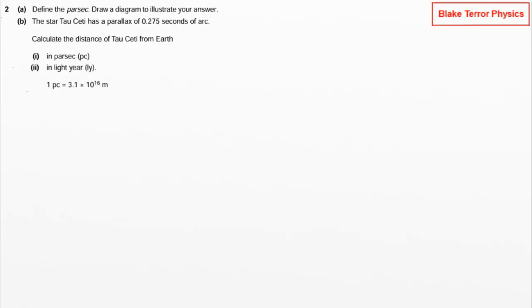Right, second question. Define the parsec. Draw a diagram to illustrate your answer. Right, simple enough diagram. So we've got our background stars. We've got our nearby star. We've got the sun. And we've got the Earth in 2 extreme positions in its orbit. We can then draw in some dotted lines. So we've got that dotted line there. We've got this one. I knew one of them was going to go wonky. Then we've got this one all going through the nearby star that we've got here.